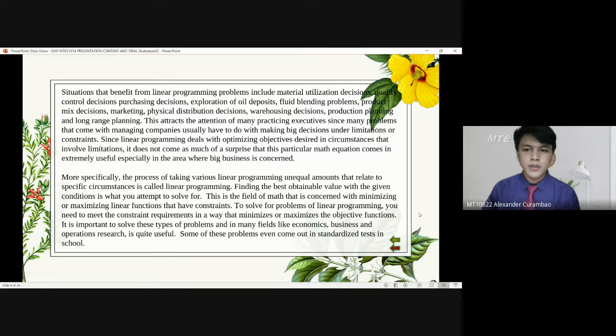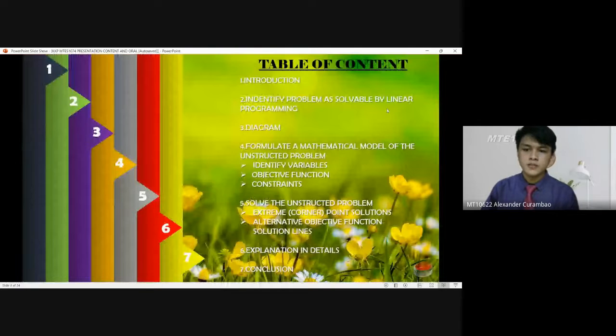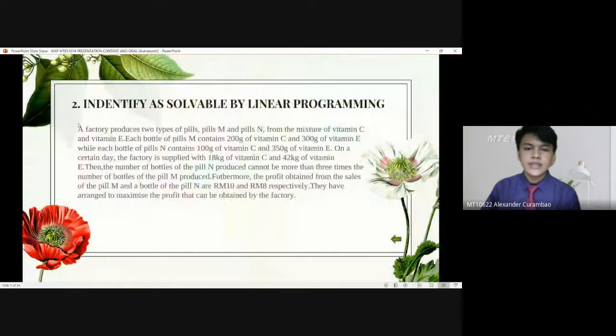So we are complete for the introduction. Hopefully you guys understand linear programming. So let's move on to the second one, which is identifying a problem as solvable by linear programming. I just take out one single problem that can be solved by linear programming.